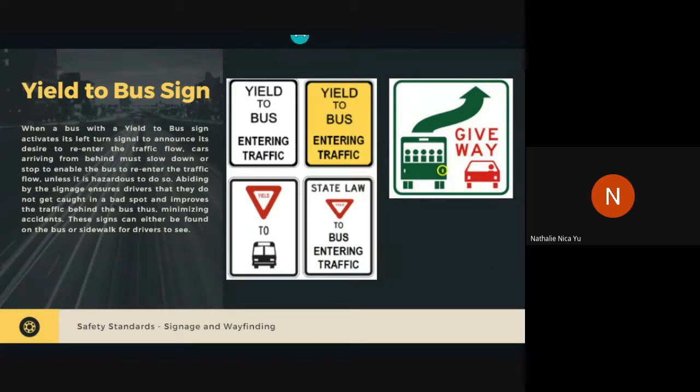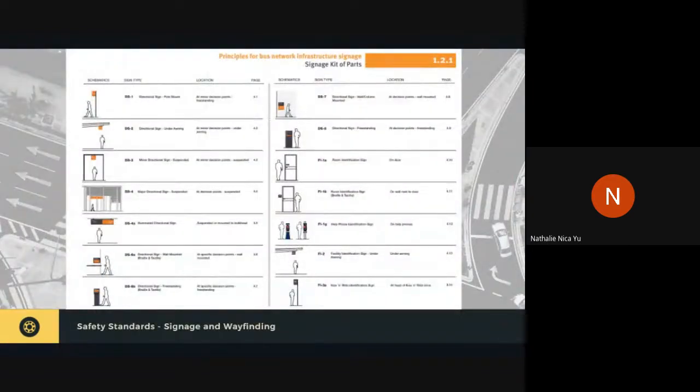These signs can either be found on the bus itself at the back, or on the sidewalk for drivers to see. Okay, so here are some examples of the positioning of the signages within a bus sign. We didn't really go much into detail with this. We just put a picture because we didn't think this was going to be much part of our topic, which is safety. It's just extra information. Okay, next slide, please.